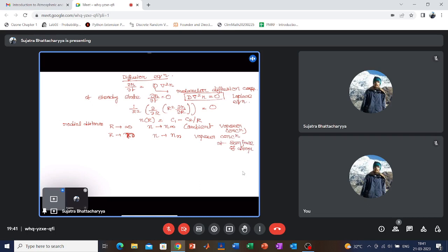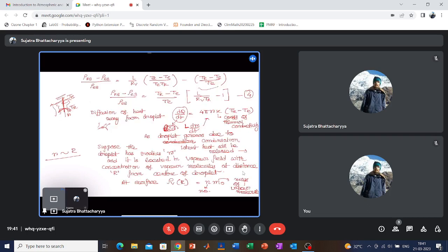This is important, this is not shown, so this is an extra thing which will help to understand this particular derivation. So n of r will be equal to n of infinity minus r by capital R, n infinity minus n r, right? Because we have started with the radius being small r and the radial distance being r.